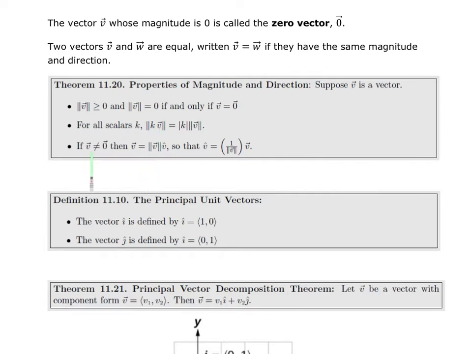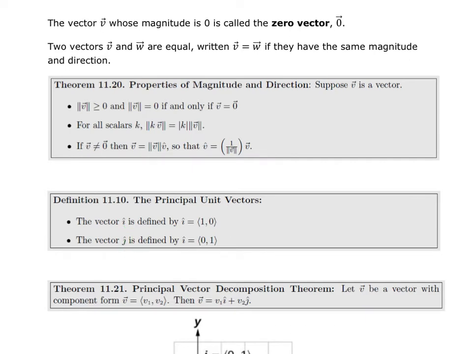And if my vector is not equal to the zero vector, then my vector must be equal to its magnitude times its unit vector. This is the symbol for unit vector. I'm going to explain what that is in a moment as well, so just hold on. When we're talking about our vector, we can break it down into different components.